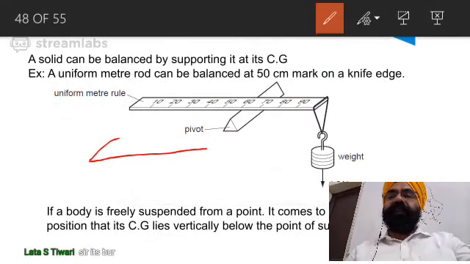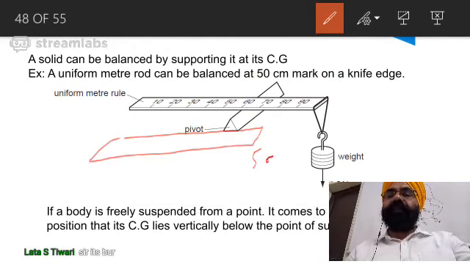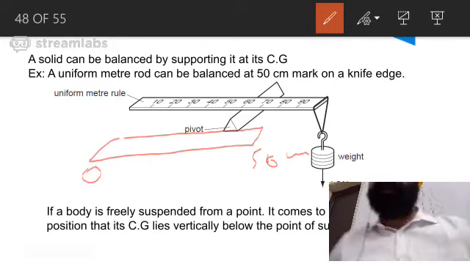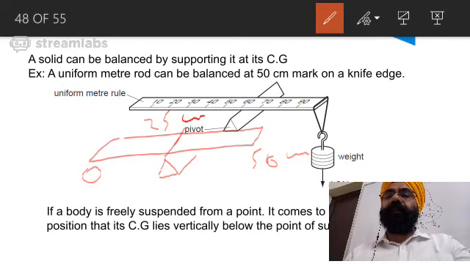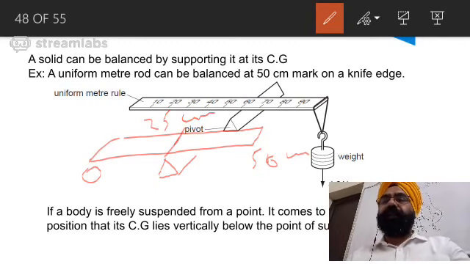Okay, so if it is a scale of half a meter, which means this side I have 50 centimeters and this side I have 0 centimeters, then at which mark will it perfectly balance? I put a knife edge, and what mark should it balance? Tell me quickly. It will balance at the 25 centimeter mark, which means the midpoint. We have done numericals related to that.